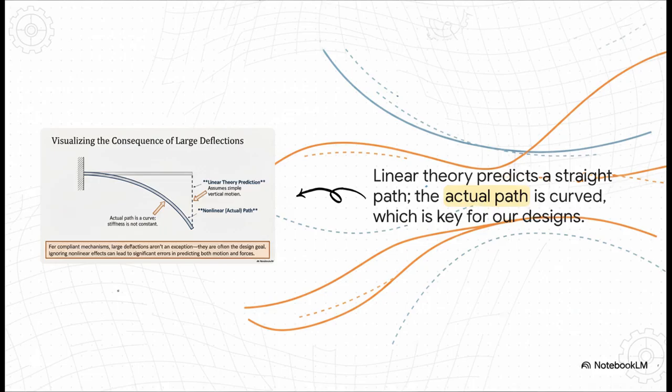But the solid line shows what really happens. You can see there's a big difference. For our compliant mechanisms, where large deflections are the entire goal, if we ignore these nonlinear effects, we're going to have massive errors in our predictions for both motion and forces.